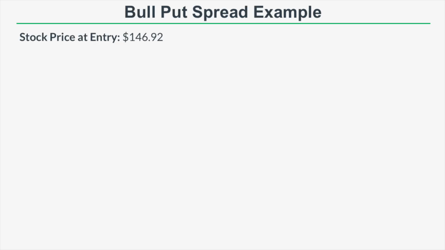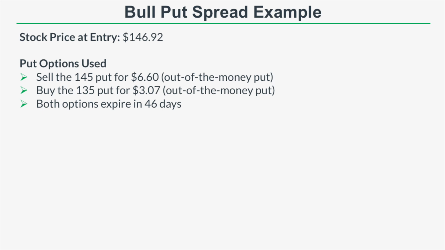Now the stock price at the time of entering this particular put spread is $146.92. For this bull put spread example, we're going to sell the 145 put for $6.60, and then we're going to buy the 135 put for $3.07, and both of these put options are in the expiration cycle that is 46 days away. Since both of these puts have strikes that are below the current stock price, this put spread is fully out of the money.